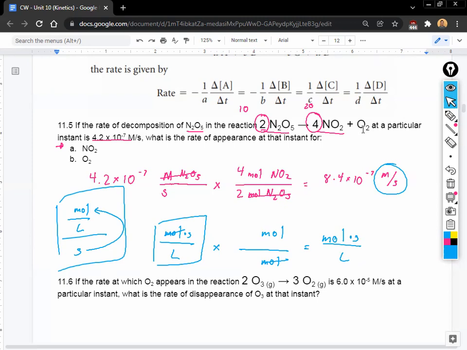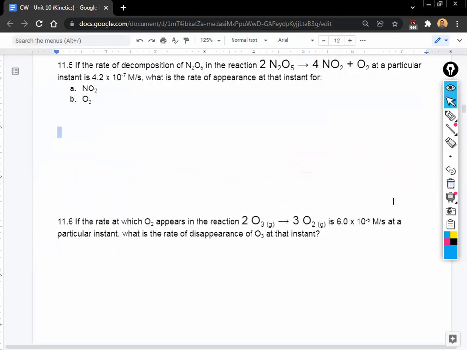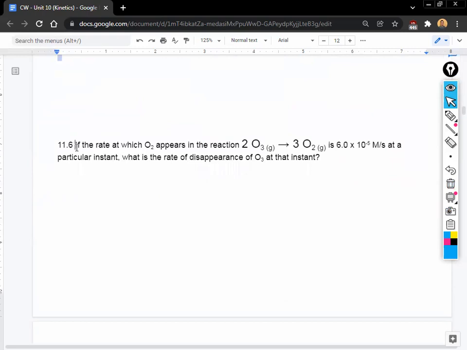Okay. Any other questions about this? All right, I want you guys to try the same thing for this reaction right here. You have 2 O3 that produces 3 moles of O2. You've got the rate, and I want you guys to find the opposing rate.